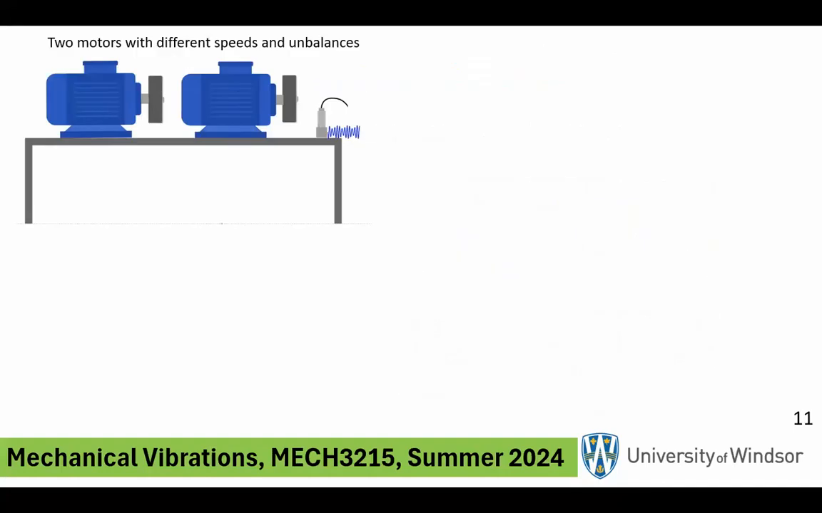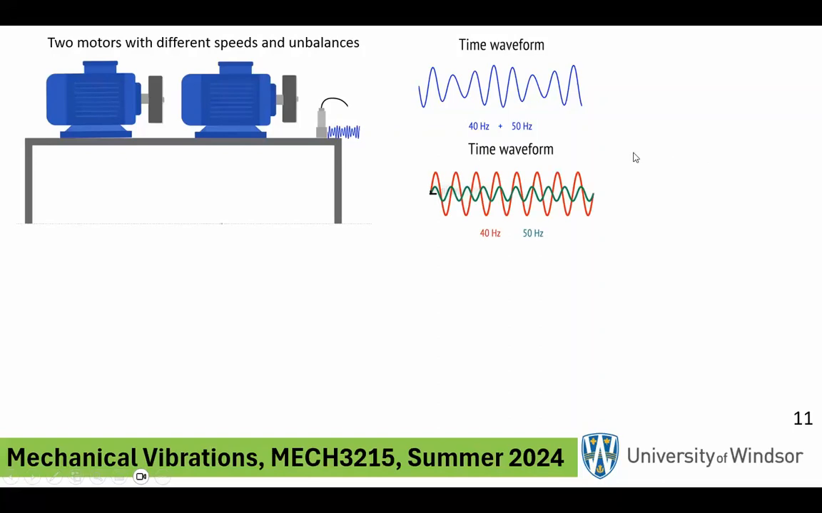How do I explain what I just showed you? Suppose that we have two motors sitting on a table, running at two different speeds, one at 50 hertz and the other at 40 hertz, and we have an accelerometer attached to this table, picking up the signal. Let's pretend that this is turning at 40 and this is turning at 50 hertz. So the signal that's going to come out, assuming there is no noise or anything, is going to be something like that. This is the time waveform representation. Now, we know that this signal is coming from two sources.